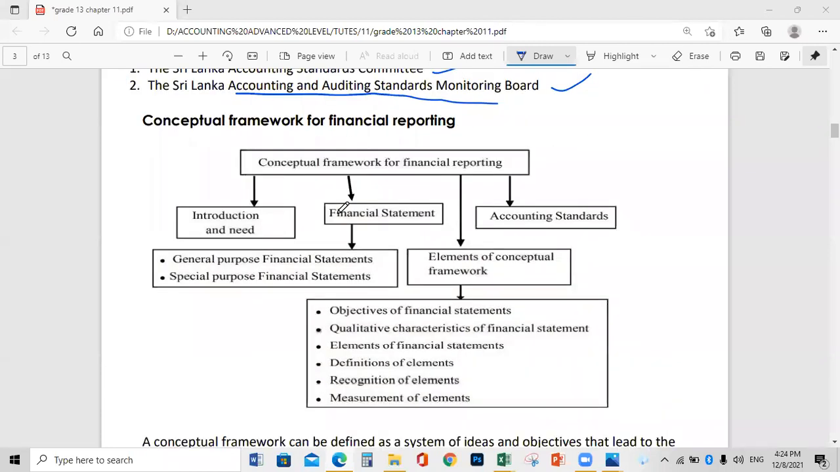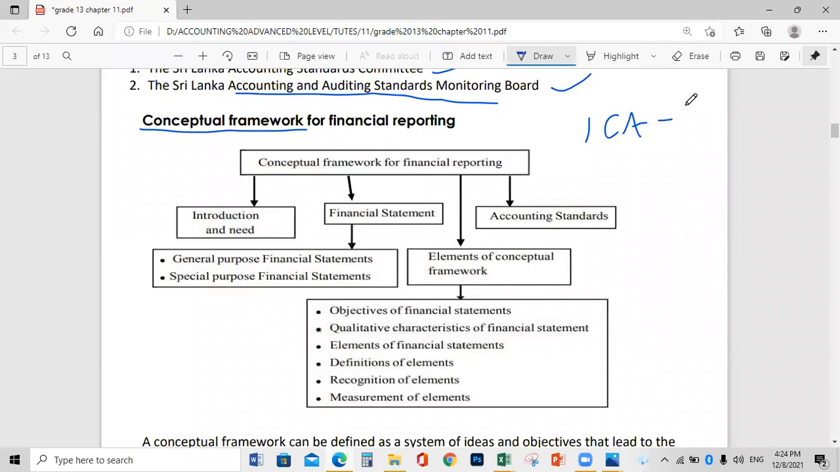One accounting standard says something, the other accounting standard says a different thing. Because of that only, there was a conceptual framework, ICA Sri Lanka, that is the Chartered Institute of Sri Lanka. What they did, guys, they created something called the conceptual framework. What does this conceptual framework do? Now, I told you, one accounting standard is telling one definition, and in another standard they are telling another definition.